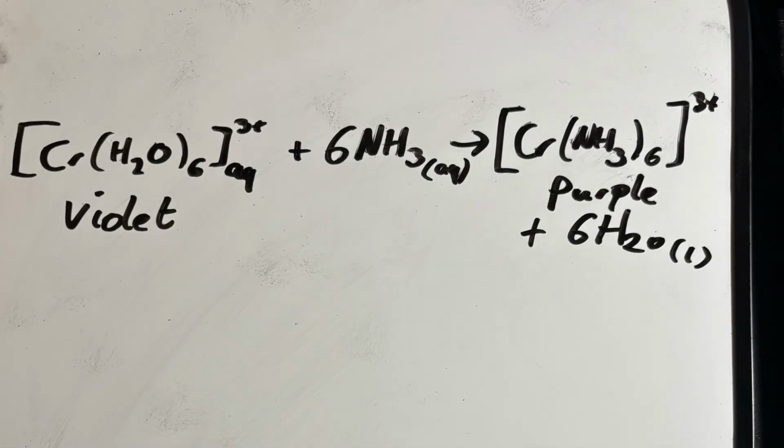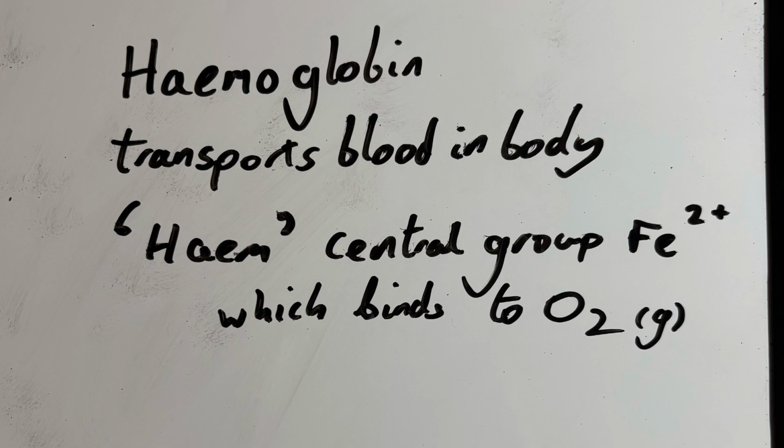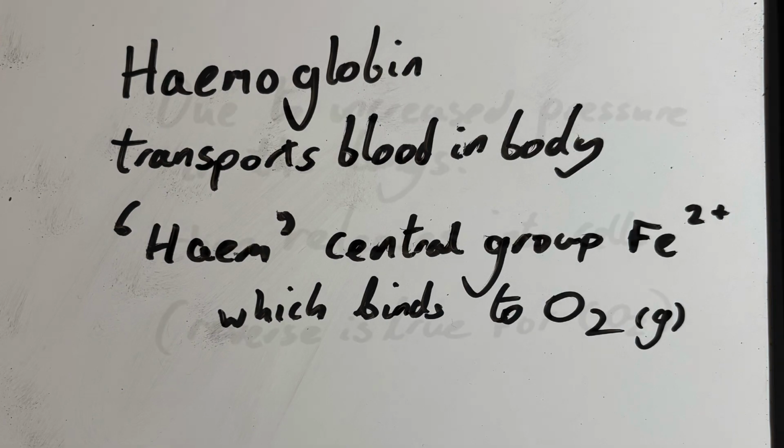When you react this complex ion with excess aqueous ammonia, it changes from violet to purple. Now, hemoglobin is mentioned specifically in the spec, and it transports blood in the body, and the prefix heme means the central group of Fe2+, and this allows it to bind to oxygen gas.